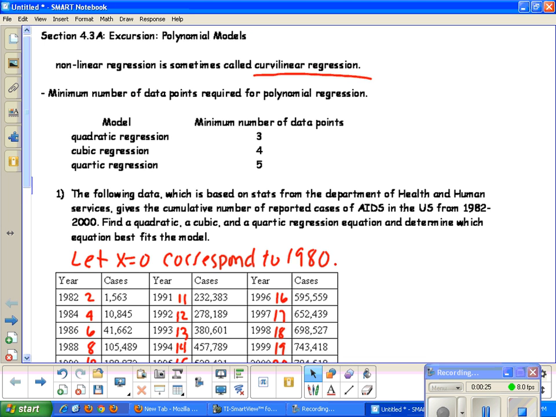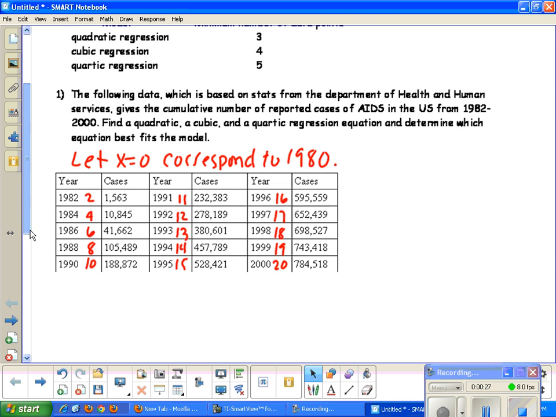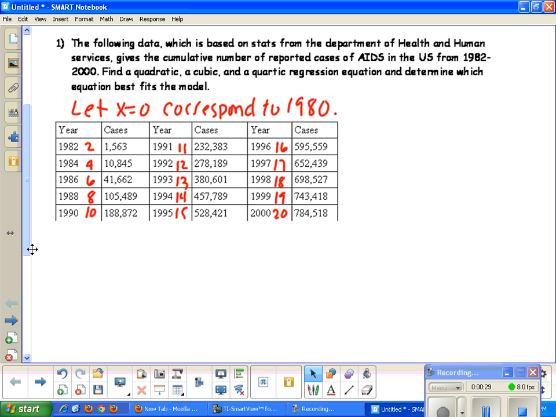Example 1. The following data, which is based on stats from the Department of Health and Human Services, gives the cumulative number of reported cases of AIDS in the U.S. from 1982 to 2000. Find a quadratic, cubic, and a quartic regression equation and determine which equation best fits the model. I'm going to say let x equal 0 correspond to 1980, so we don't have to plug in all these years.